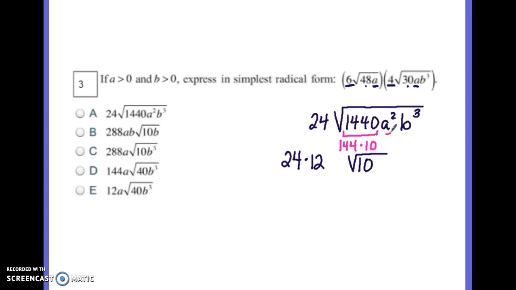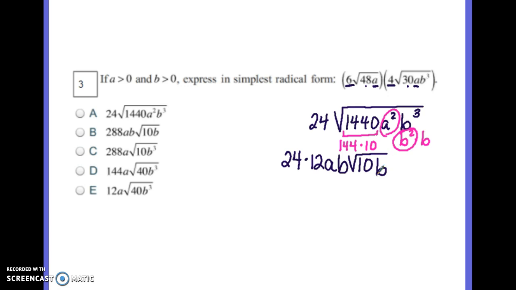Then when you move to a squared, the square root of a squared is simply a, so that comes outside of the radical. Then when you think about it, b cubed is equal to b squared times b. So when we talk about the b squared, the square root of b squared is b, so it comes outside the radical, but we do have a b still remaining underneath the radical that we could not simplify.